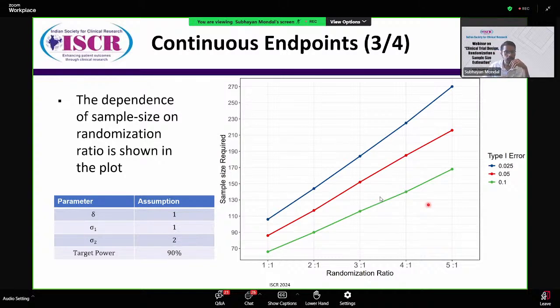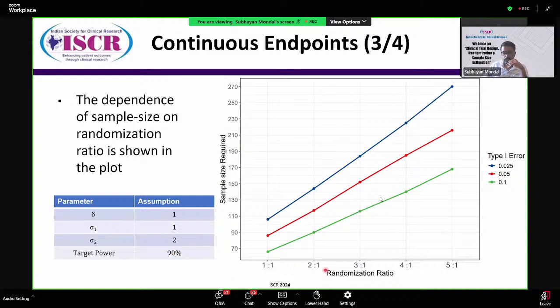So here I will first explain the assumptions for the parameters. So delta is the true difference that we are assuming. Sigma 1 and sigma 2 are the standard deviations for the observations of treatment arm and control arm. I just tweaked the numbers a little bit. In actual examples, the numbers were a little bit different. And the target power for the study that I'm talking about was 90%. So we want to design a study to achieve 90% power.